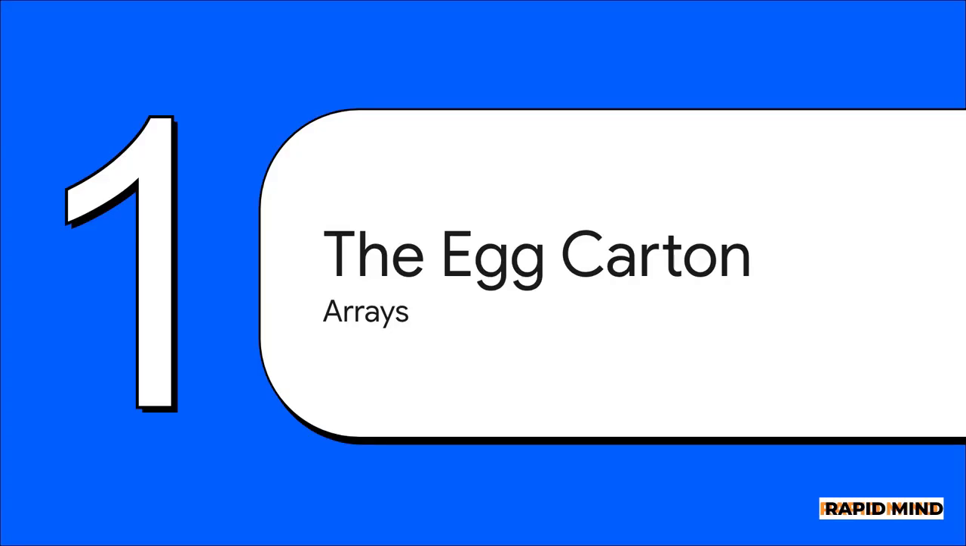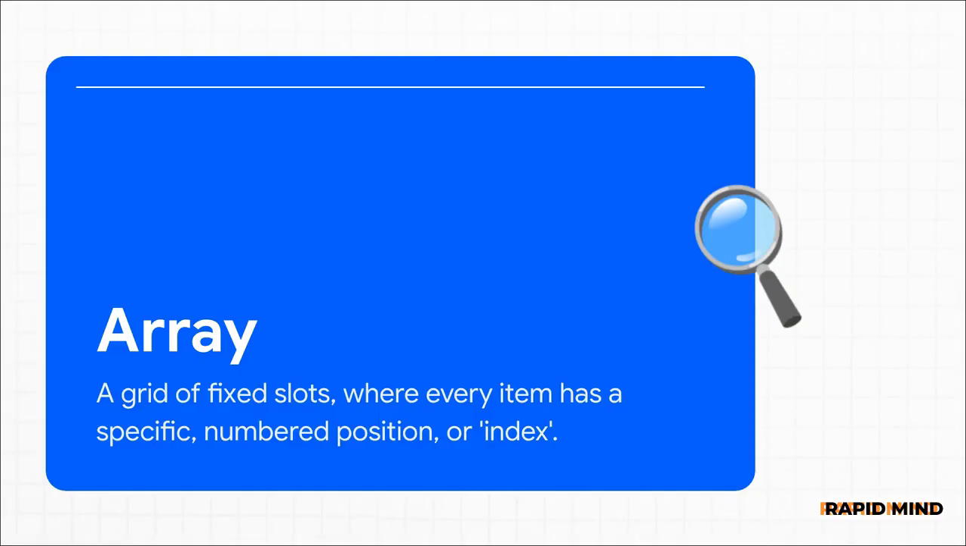We're going to call this one the egg carton, but its technical name is an array. It is one of the most basic and most powerful tools in the whole kit. An array is exactly like an egg carton. It's a rigid grid with a set number of slots. Every single slot has a number which we call an index, and it usually starts from 0. So if you want to find a specific egg, or in our case, a piece of data, all you need to know is its slot number, and you can go straight to it instantly.